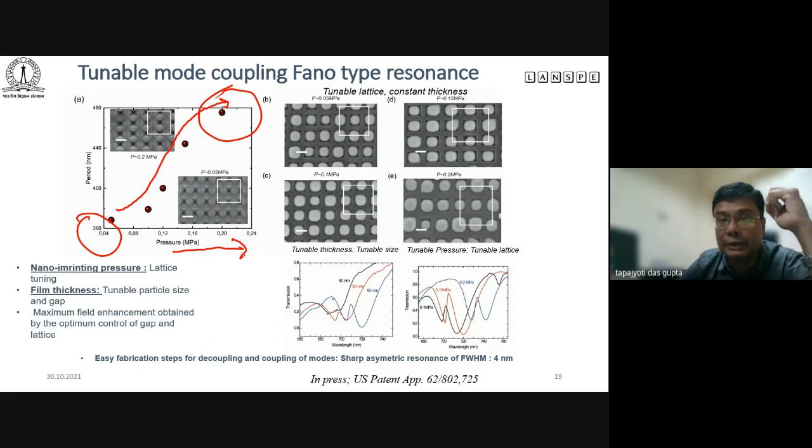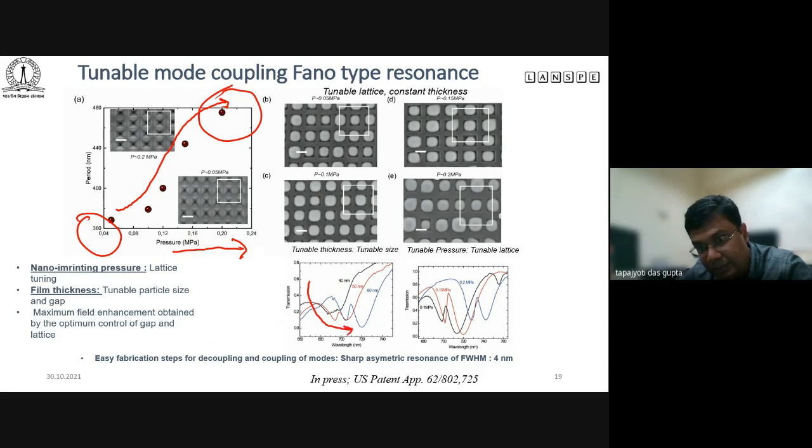And now use your successive dewetting technique. So you couple this nanoimprinting pressure plus the successive dewetting technique. By changing the pressure, you change the periodicity. By changing the successive dewetting processes, you change the particle sizes, right? So as you change the particle size by increasing the thickness, you start to see different modes under the same periodicity appearing. This broad mode starts to split in the red, becomes kind of asymmetric in nature. This is called critical coupling, because of the coupling between the diffractive mode and that of the lattice mode.